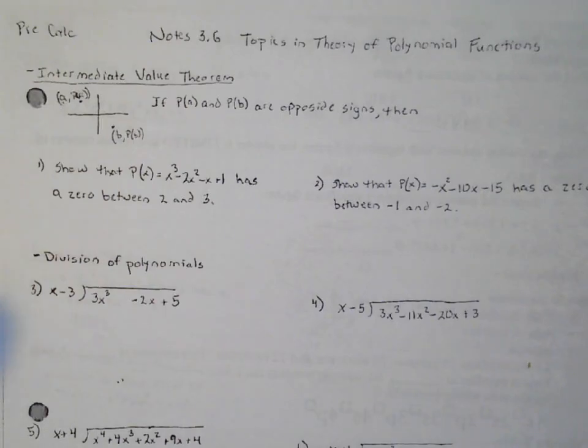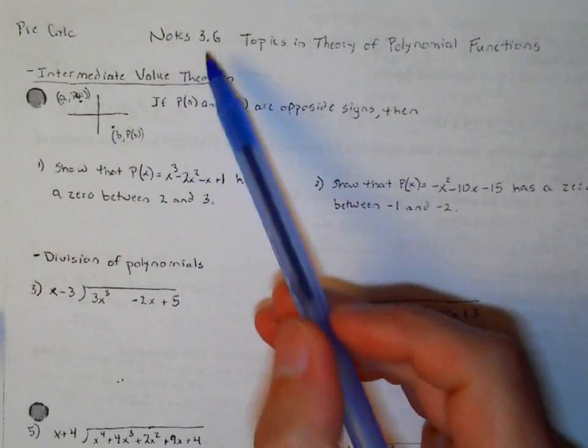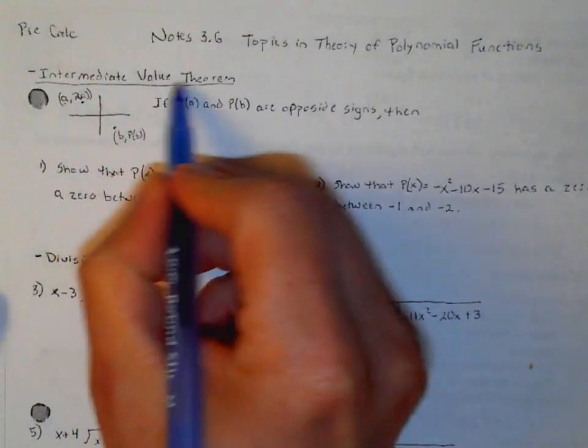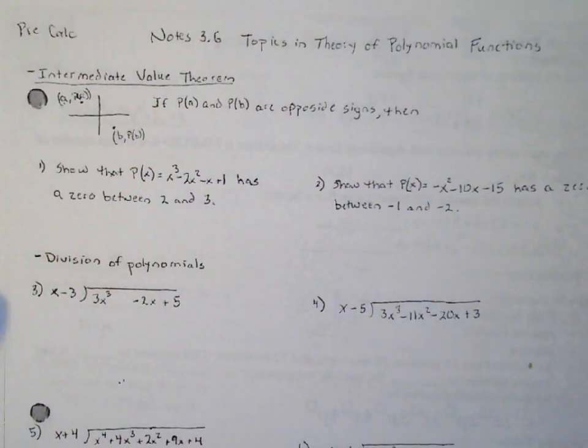Okay, these are notes 3.6. 3.6 is kind of a long section, so we're going to split it up over 2 days. I think there's 3 pages of notes to go over here. Couple things to talk about. Okay, so first thing is the intermediate value theorem.